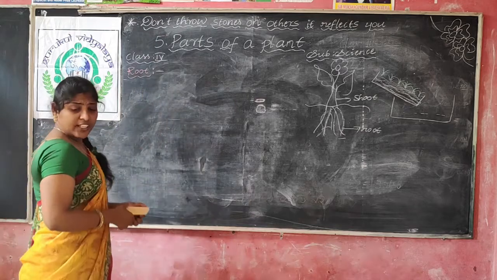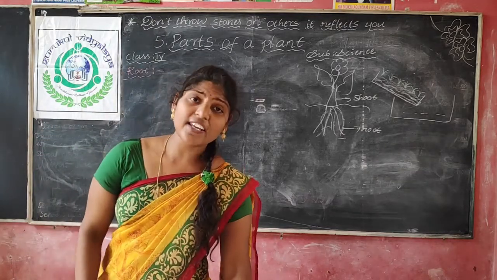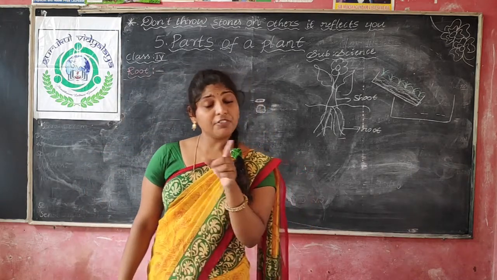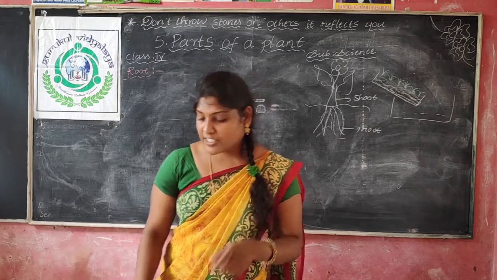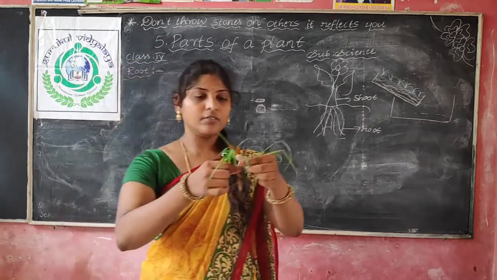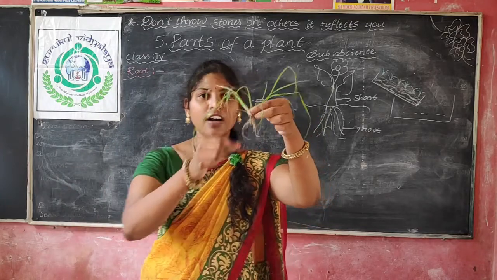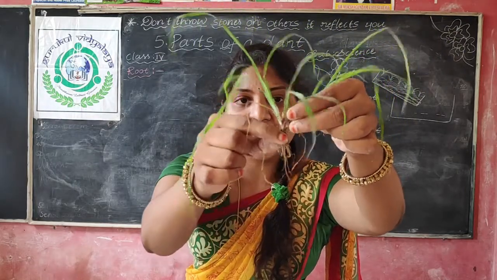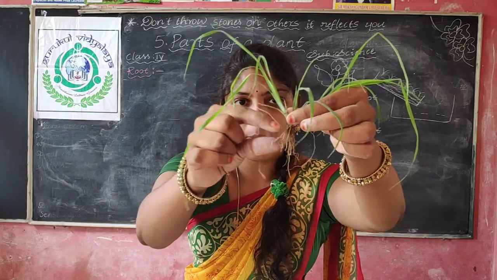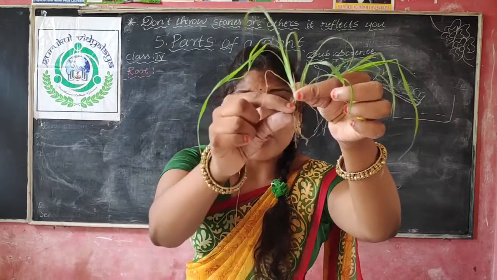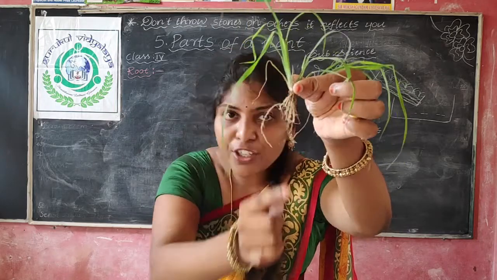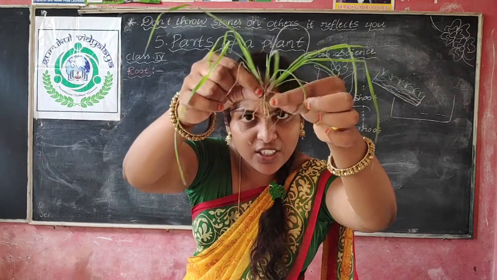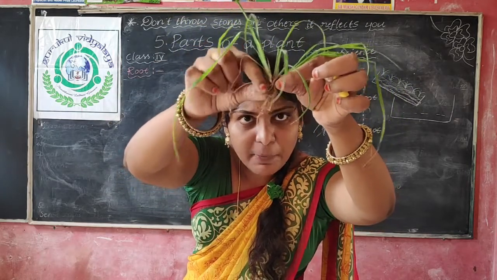You may have seen, do all the plants have the same type of root? No, different plants have different types of roots. For example, you can see here, this is the grass. You can see the roots are like fiber. These are all like a bunch. Is there a main root? Everything is separate, and all together it becomes like a bunch. Can you find any main root here?